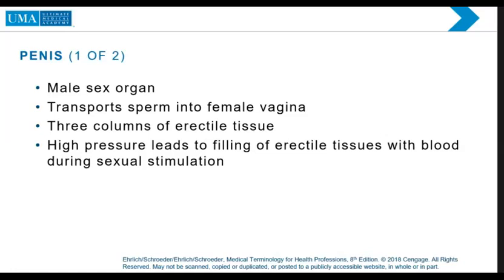Let's next look at your penis. This is a male sex organ. It transports sperm into the female vagina. There are 3 columns of erectile tissue. High pressure leads to filling of the erectile tissues with blood during sexual stimulation.